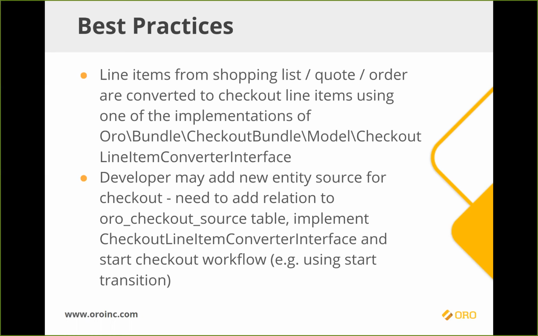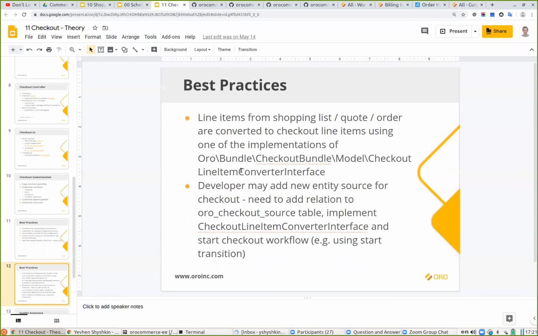Talking about the conversion from one entity to another entity, you have already seen that we can start checkout from 3 different entities. We can start from the shopping list, we can start from the quote, we can start from the order. And in order to convert one entity to another entity, there is a special line item converter interface, which has 3 implementations.